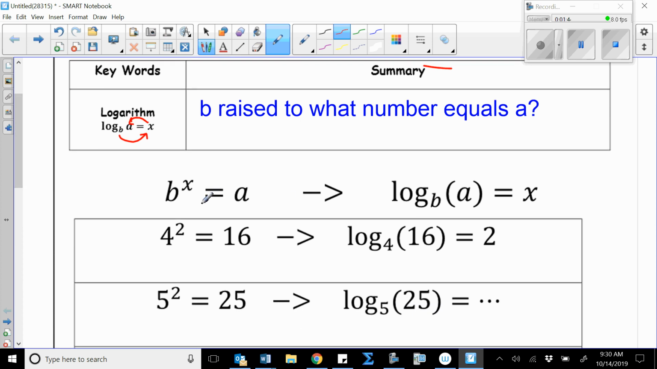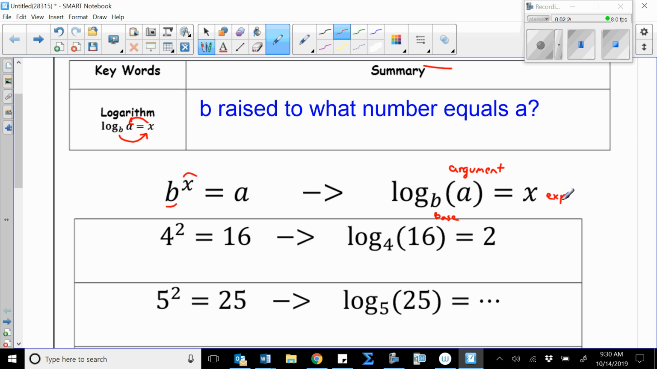Here's another form of exponential and logarithm. B to the power of x is equal to A. If I want to change this to log form, I'm going to write it in this way. Log, this A, which is the answer of the exponential, goes here as the argument of the log. B here is the base of the exponential, so the base goes here as the base of log as well. And this x is the exponent of the exponential expression.